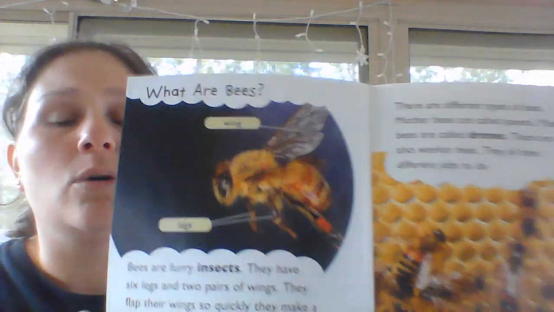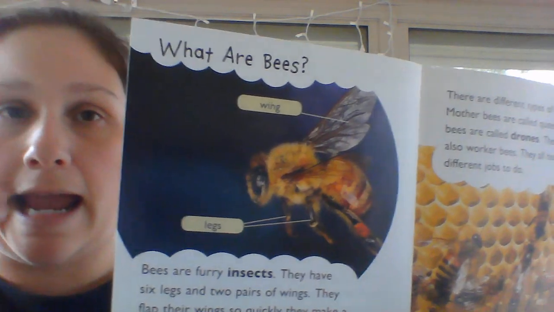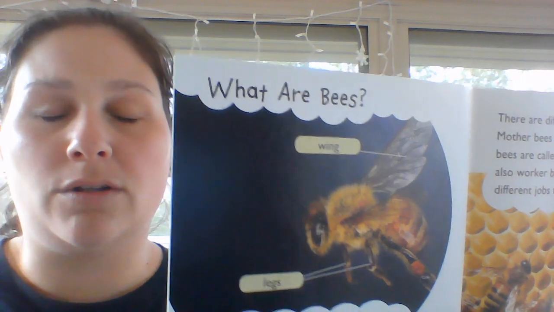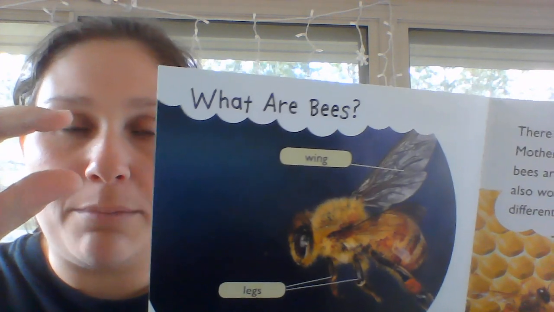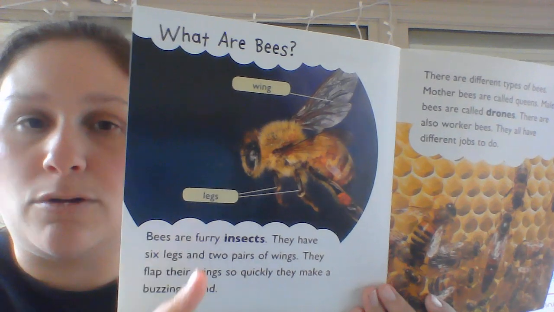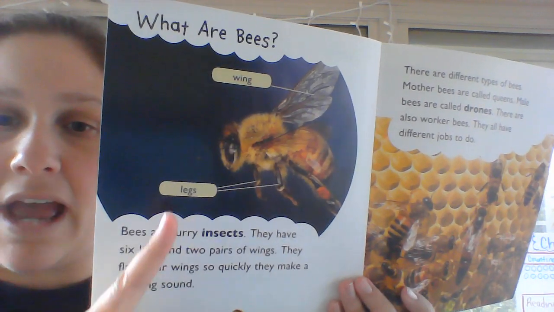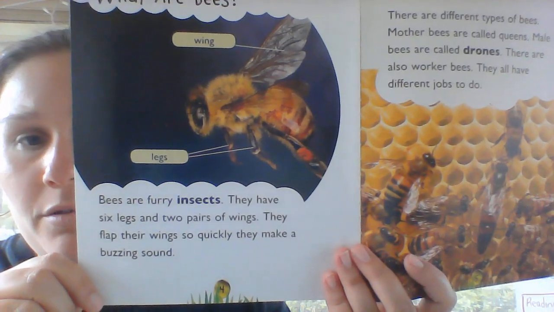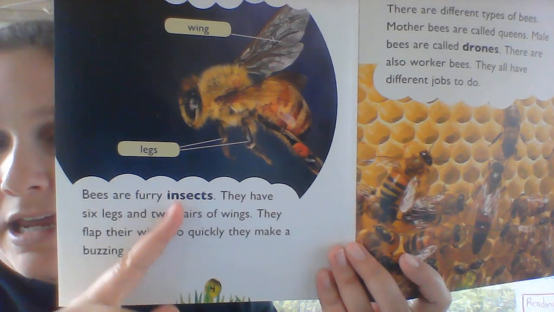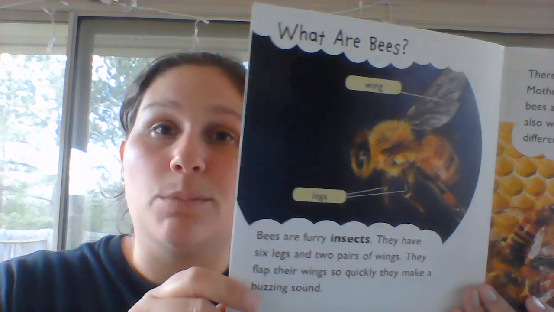So just like when you go to the grocery store and you are looking for a specific type of apple, because there's a lot of different apples, they put a little label below the apples. So these are like labels for the parts of the bee. So we've got the wings and we have the legs. One other thing I noticed here is that this word is bolded, okay? Bolding a word means that it's important.